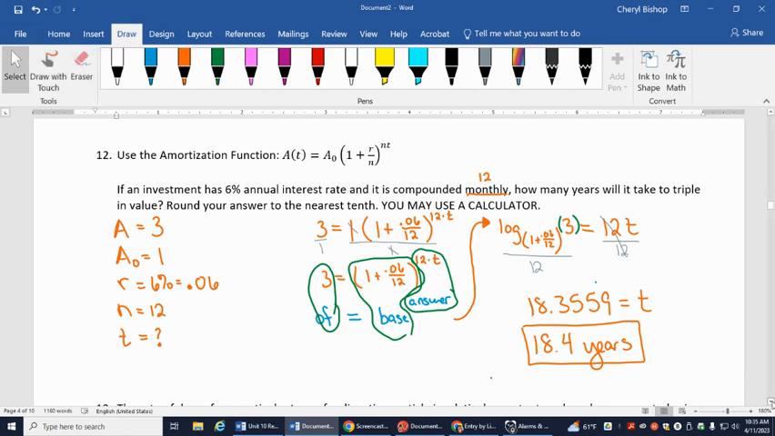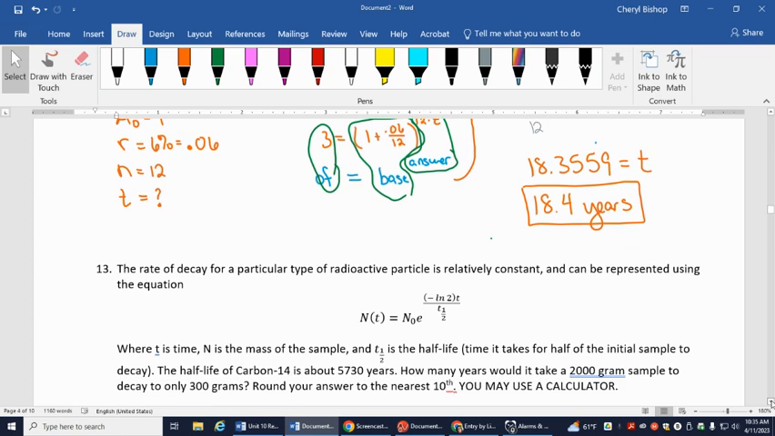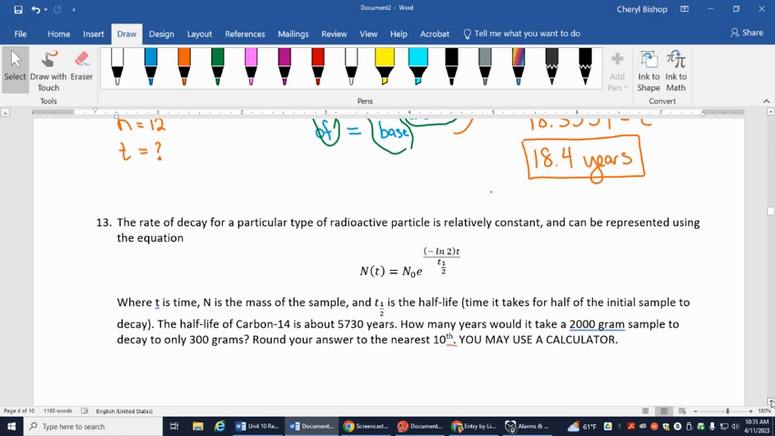All right, let's look at 13. The rate of decay for a particular type of radioactive particle is relatively constant and can be represented using this equation, which is kind of scary, but that's okay. It says T is time, N is the mass of the sample, and T sub 1/2 is the half-life. So this T sub 1/2, don't let that scare you. It's just a variable, like the A sub 0. It doesn't mean you have to do something with that sub 1/2. It's just another variable that it takes the sample to decay.